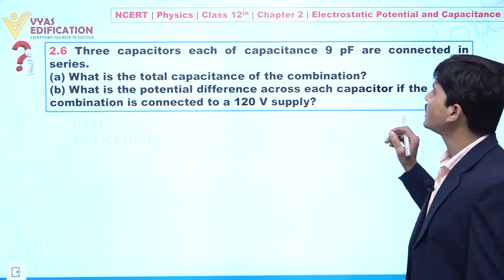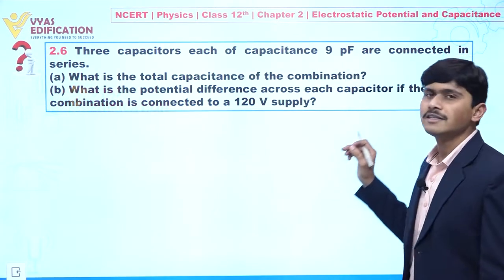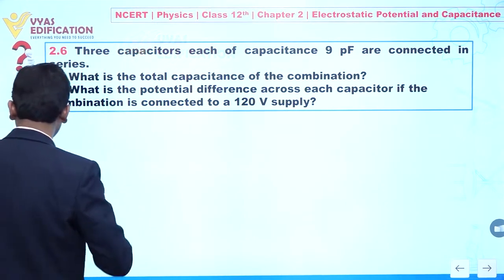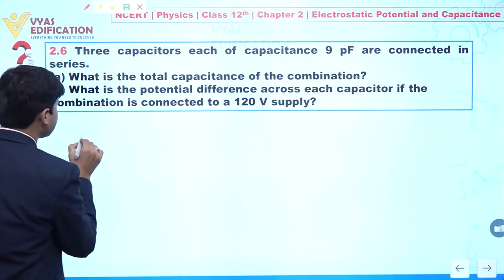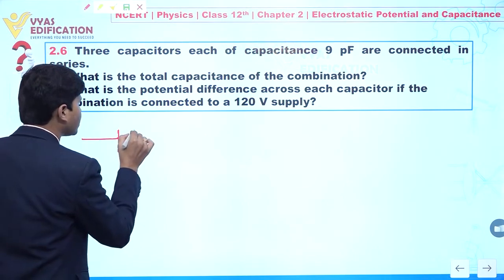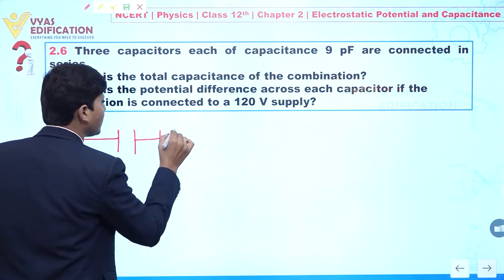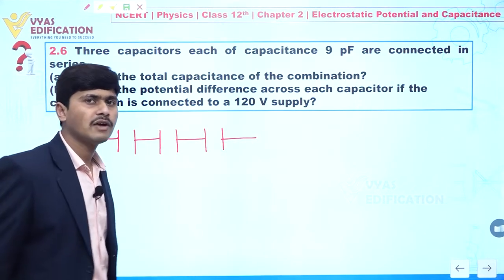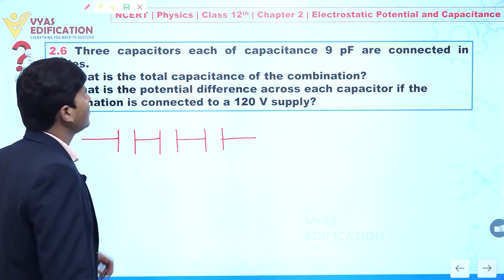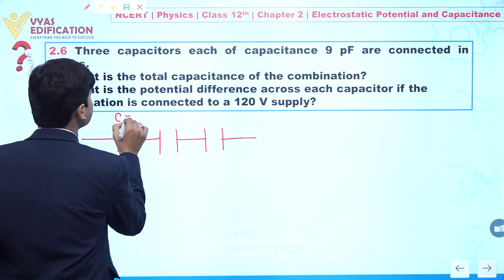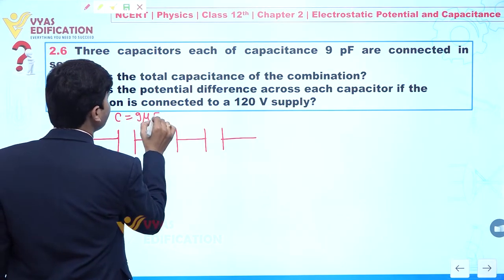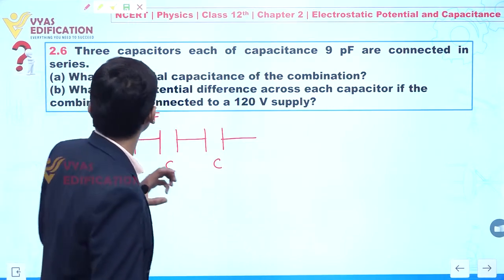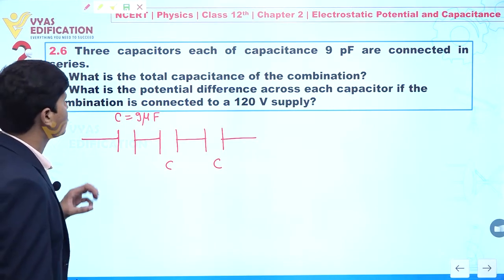Three capacitors, each of the same capacitance, are connected in series. Clear? So concentrate on the screen. Let's suppose here we have a capacitor, here we have a capacitor, and here we have a capacitor. We have a total of 3 capacitors, each having a capacitance of 9 microfarad. Each capacitor has the same value of capacitance. What is the total capacitance of the combination?